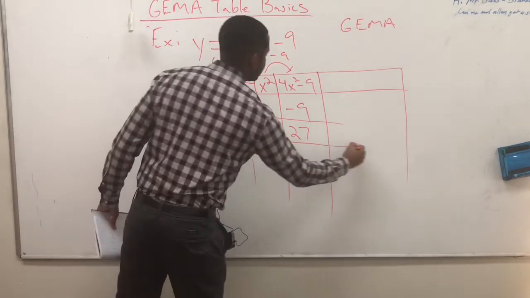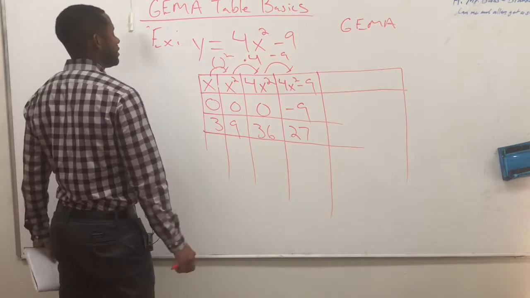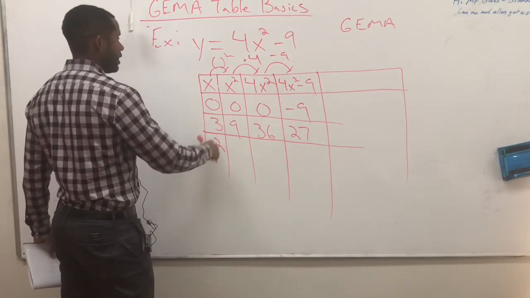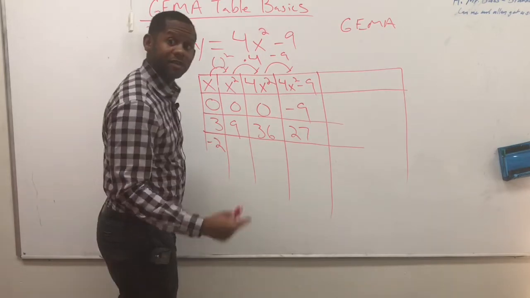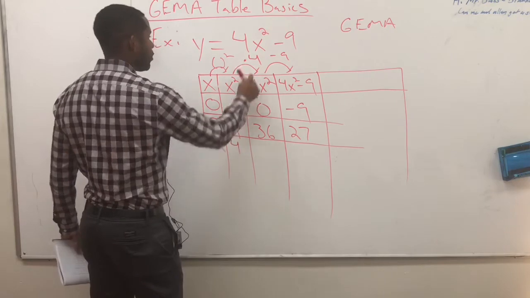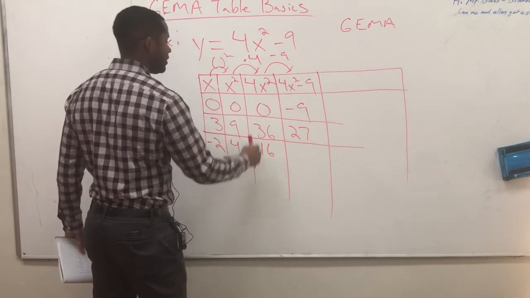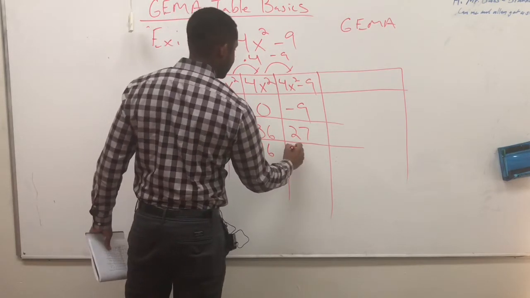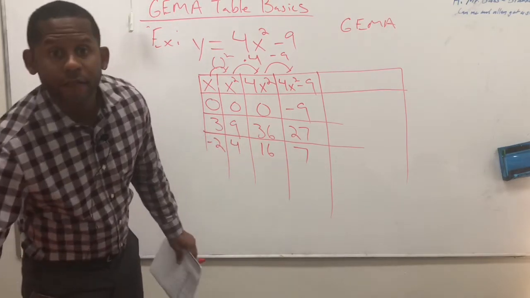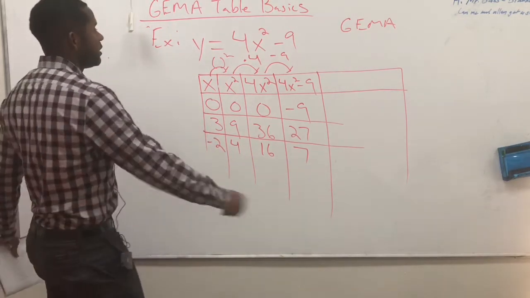We'll do one more. Let's say x was negative 2. Negative 2 squared is negative 2 times negative 2. So that is 4. 4 times 4 is 16. And 16 minus 9 is 7. So I just built a GEMA table for that. And I showed you how to use it.